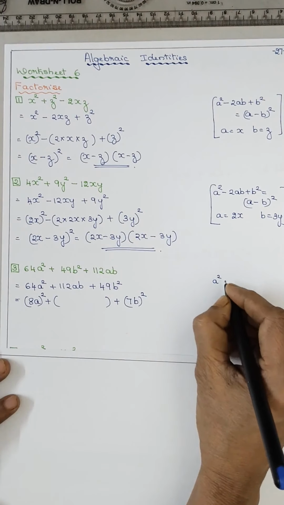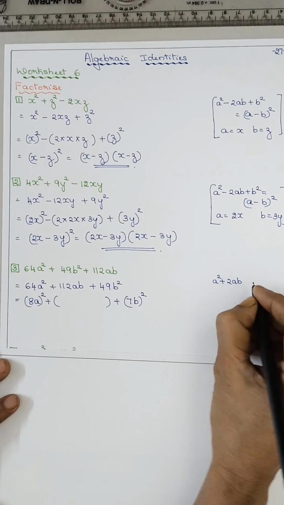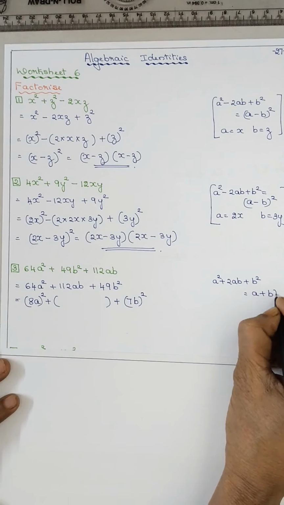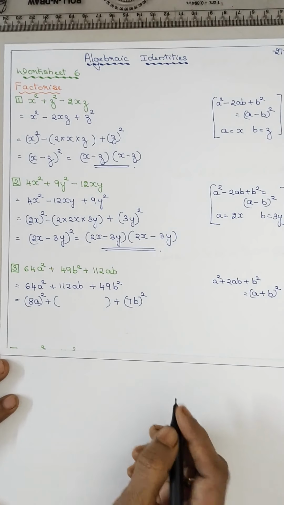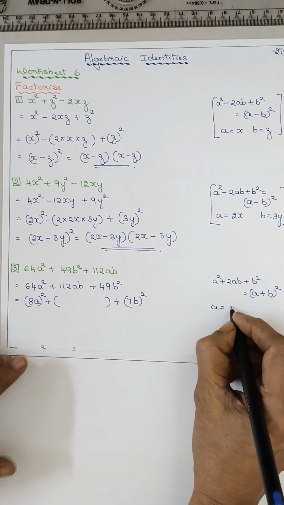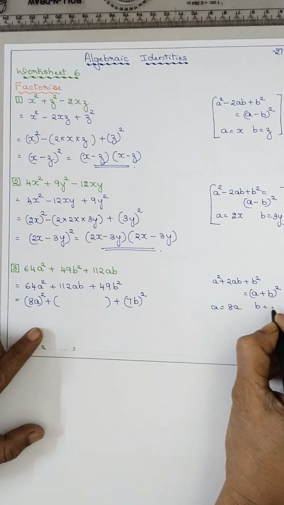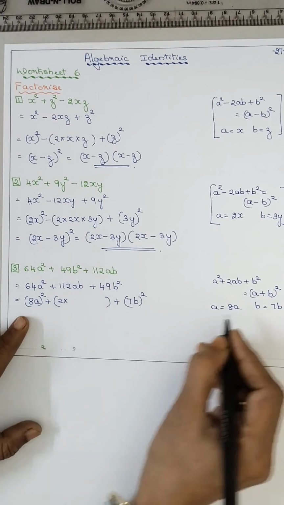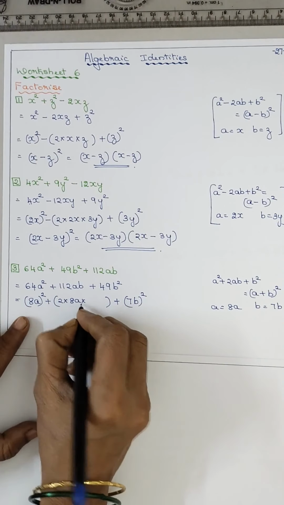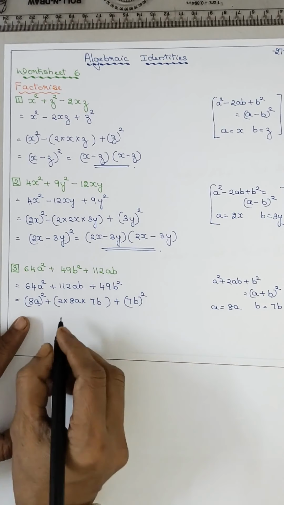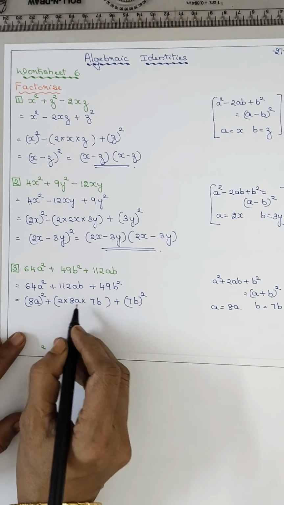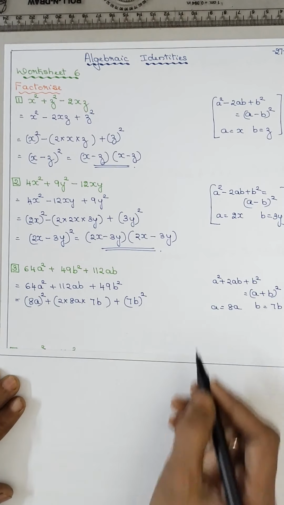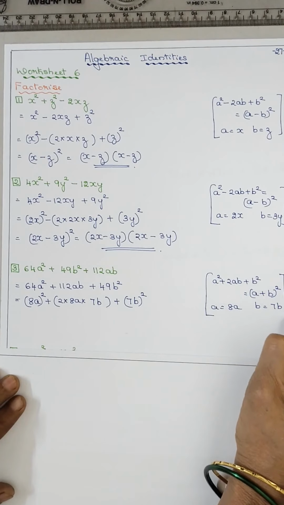So it will be in which form? a squared plus 2ab plus b squared is equal to a plus b the whole square. Check. A is 8a, b is 7b. Put the values and check. 2 into 8a into 7b. 2 eights are 16, 16 sevens are 112ab. Yes, it is of the first identity form.